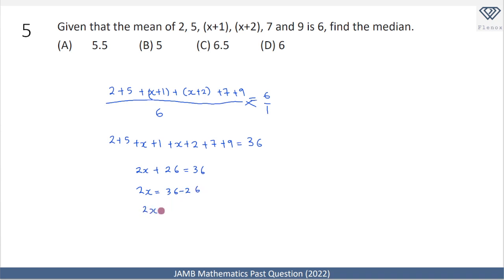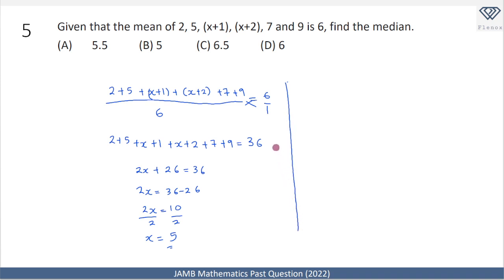And that will be what? 2x is equal to 10. And if we divide both sides by 2, we have x is equal to 5. Now, some people are going to get here and say, oh yeah, x is 5, the correct answer is option B. But the unfortunate thing is that will be incorrect, because that is not what the question asks us to find.